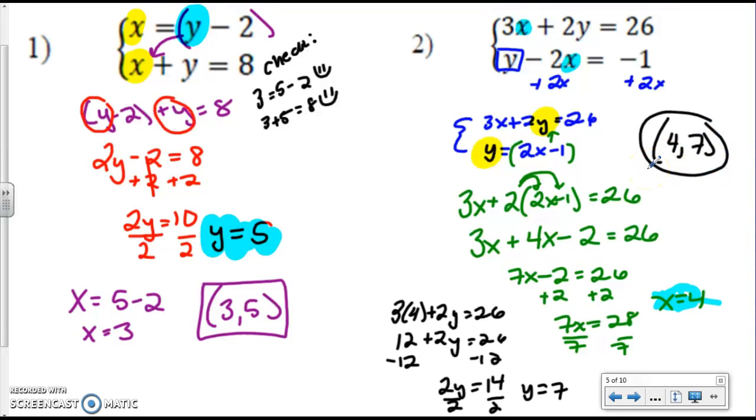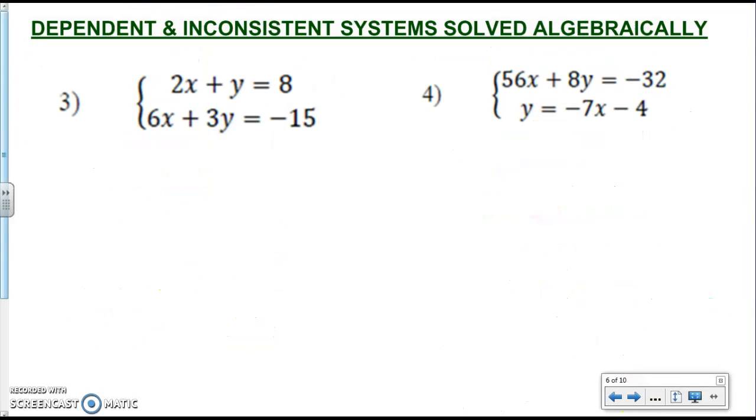And I will let you check that one on your own so that we can move on to the last two that we are going to do together. If you ever have any questions or I'm going too fast, just hit pause, rewind, raise your hand, ask a question. We can help you out. Okay, last two that we're going to do together.